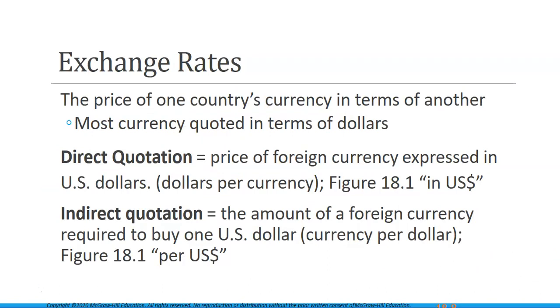The exchange rate is the price of one country's currency in terms of another. It is most often quoted in terms of dollars. As we saw, the direct quotation is the price of the foreign currency expressed in US dollars, and the indirect is the amount required to buy 1 US dollar.